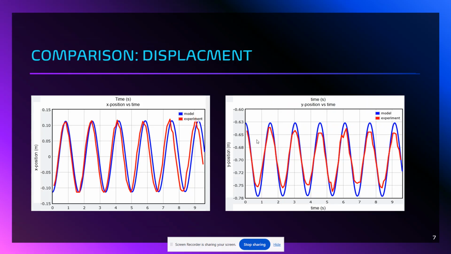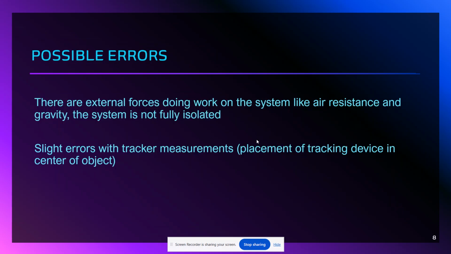Comparing the computational model to the experimental procedure, we can see that they are very similar. In oscillation periods, the graphs overlap for the entire period, proving the accuracy of our computational model.